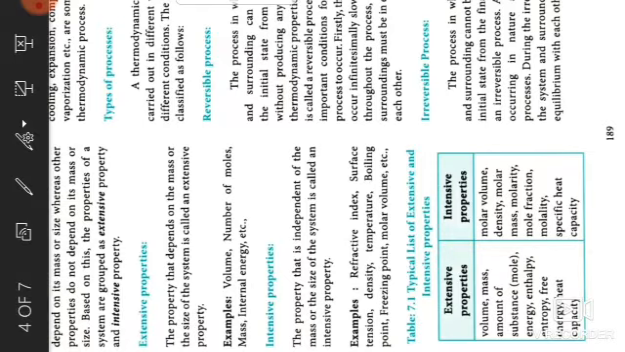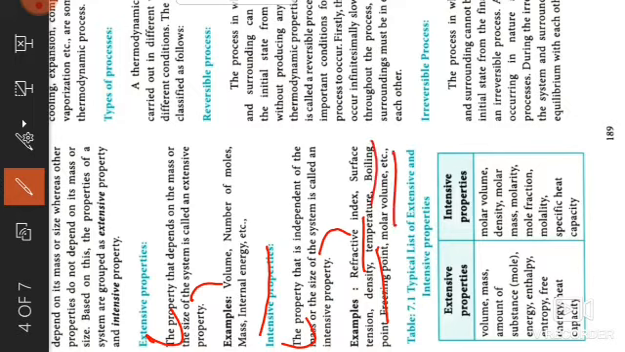So that is an important 2 mark question: what is intensive property? Examples of extensive property are volume, number of moles, mass. What is intensive property? The property that is independent of the mass or the size of the system is called an intensive property. Examples: refractive index, surface tension, density, temperature, molar volume.